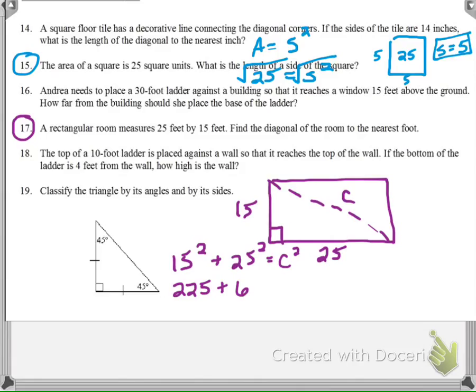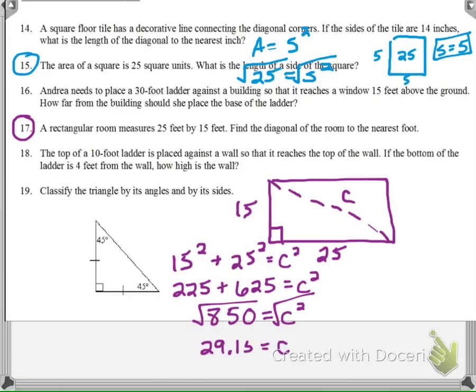So I have A squared plus B squared equals C squared. So that's 225 plus 625 equals C squared. So 850 equals C squared. And how do I get rid of a square? I square root it. So C equals 29.15. Well, it said round to the nearest foot. So that means that is 29 feet across that room.